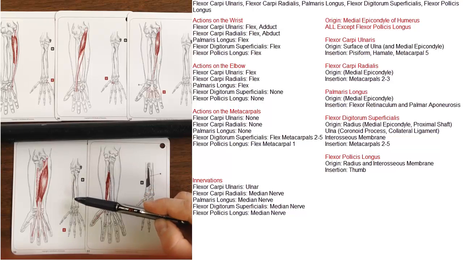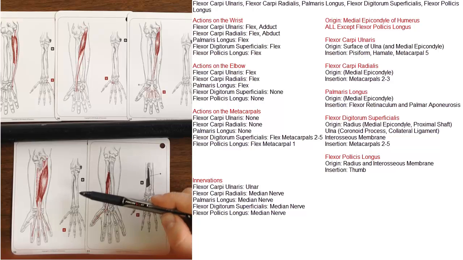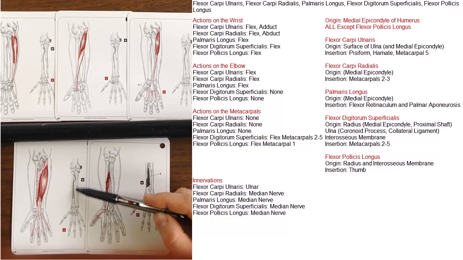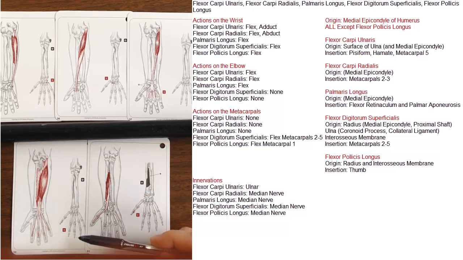For the flexor digitorum superficialis, its origin is on the medial epicondyle and then the proximal shaft of the radius. It also has an ulnar origin right up here on the coronoid process and on the collateral ligament. All three there. Now, it's going to also have an origin upon the interosseous membrane just slightly, and then it will insert on metacarpals 2, 3, 4, and 5.